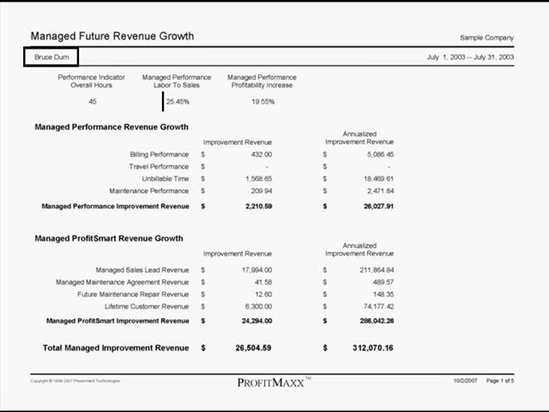The second value is the managed labor to sales. This is what Bruce's performance indicator overall hours would be had he hit all the minimum goals and expectations in the managed performance reports. If this number is over 25, you may need to re-examine your goal sets and setup, look at your pricing, billing efficiency, high amounts of time being transferred to other departments, or some other item that could be impacting his overall profitability. Bruce is at 25.45, just over our target.